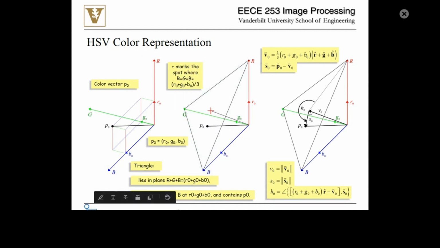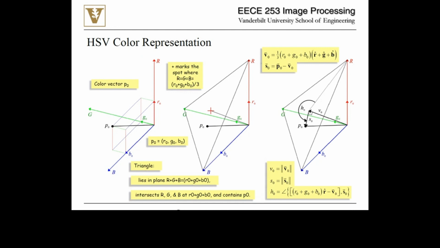So H is the angle between this point and the red axis. So what we are taking is, this is the point at which the plane intersects the R axis. So all points in this plane, they have this value, this sum of them. So this C. Now we are traveling C in the direction of R. So we are going all the way through this axis and reaching that point.